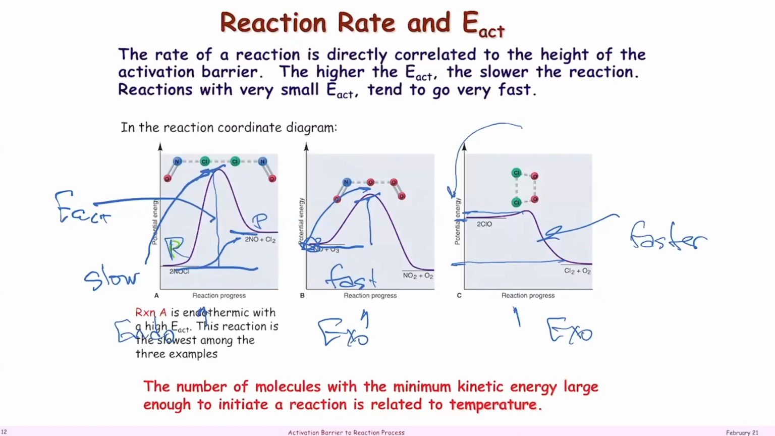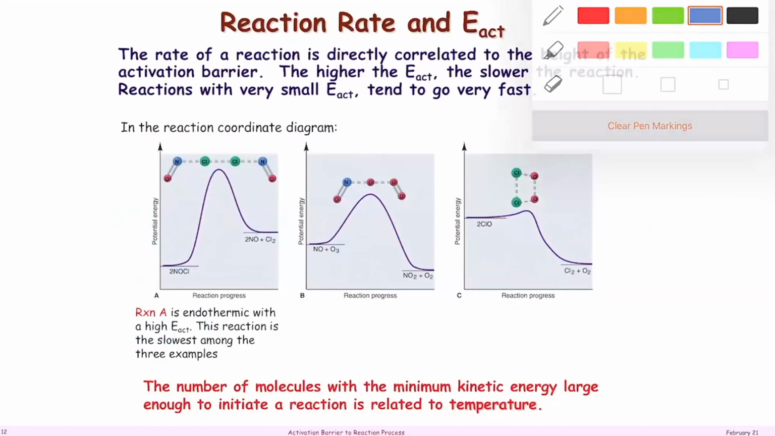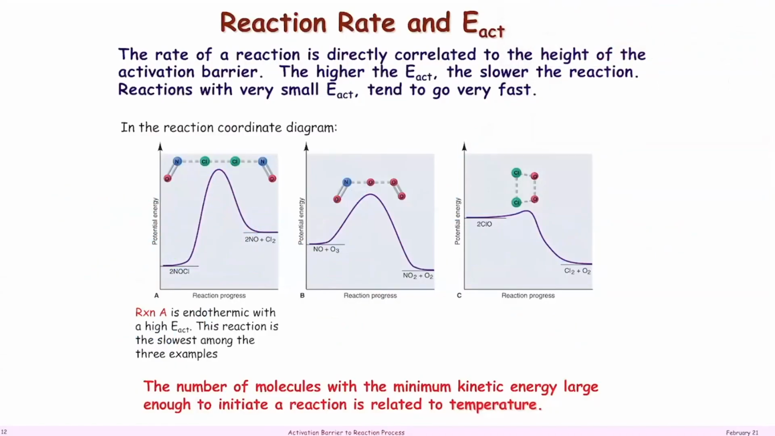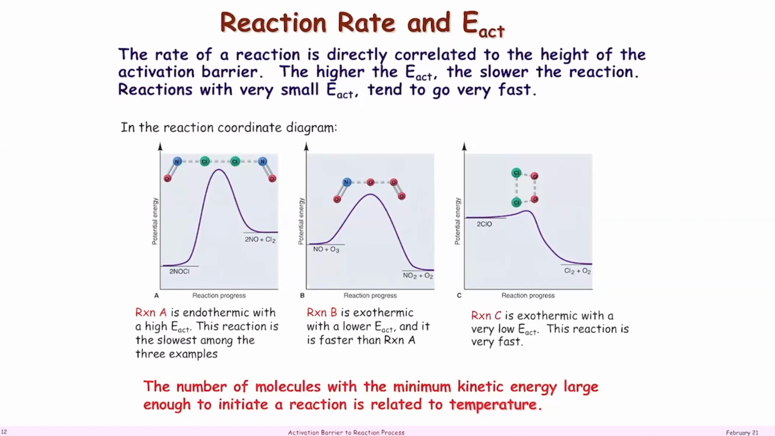Okay, clear this. Oops. Reaction A, endothermic, activation energy is high. Reaction B, exothermic, activation energy is lowered, so it's faster than the previous one. And finally, reaction C, exothermic as well, is the fastest among the three.